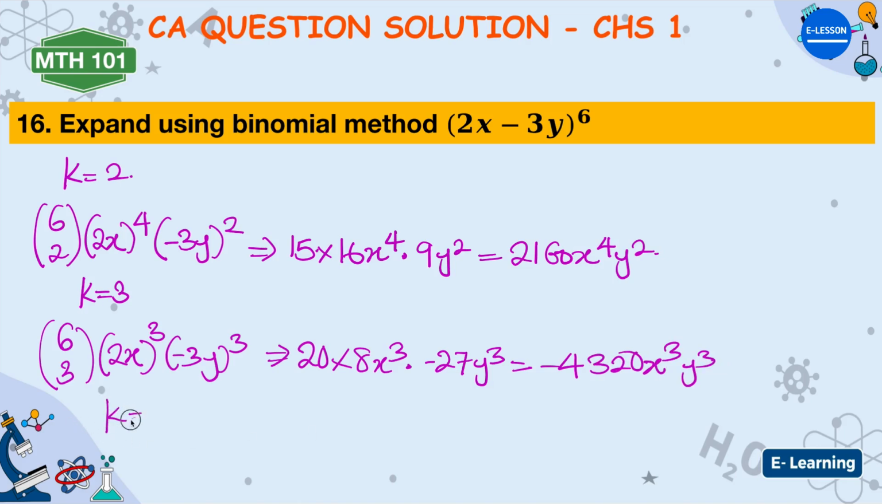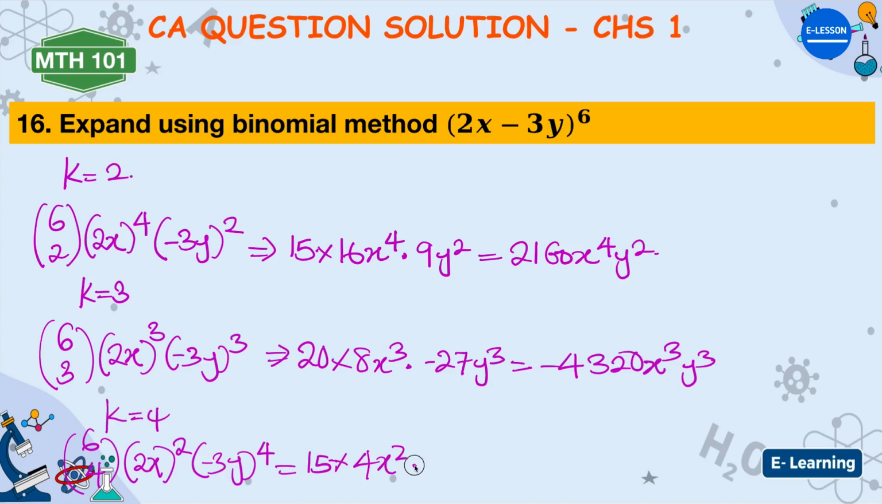Now, when k is equal to 4, that is the last one I'm going to do. Still the same approach, 2x, 6 minus 4 is 2, minus 3y bracket 4 is equal to 6 combination 4, which will give us 15 again, yes, and then times 2x squared is 4x squared, then multiply by 81y to the power of 4, which gives us 4860 x squared y squared.